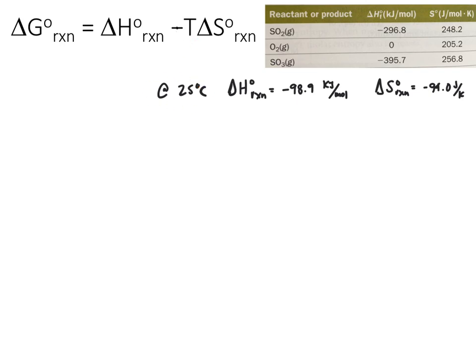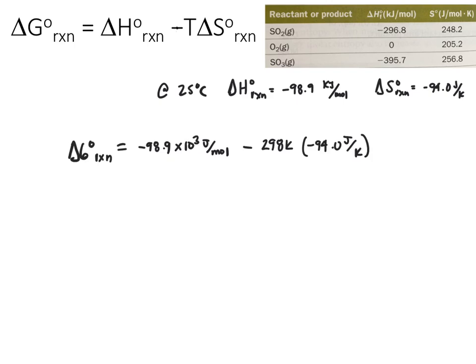Another thing I want to point out is we have our temperature value here. On the previous slide, it told us that the reaction was being run at 25 degrees C. Notice that the units here for entropy change is in Kelvin, so we need to adjust this to be in Kelvin respectively. I'm going to go ahead and set this up with all the appropriate adjustments.